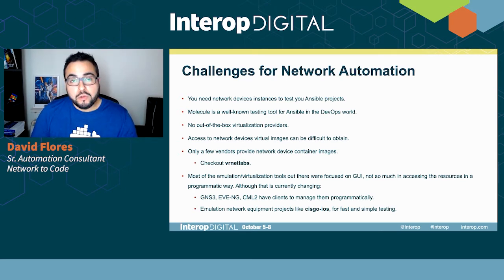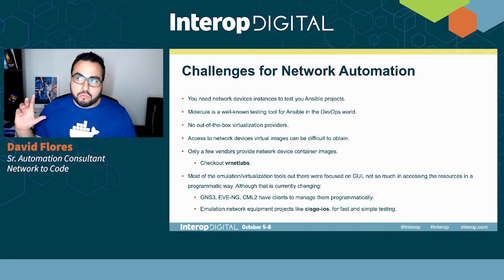Now, Molecule is a well-known testing tool for Ansible in the DevOps world. I'm going to explain more how it works a little bit later, but the way it works is that it fires up virtual instances of whatever target system you're going to work on, and is going to run your Ansible projects against those instances. Now, the problem right now in the network automation world is that there are no out-of-the-box virtualization providers. Basically, you need to develop it yourself. But luckily, that's not that difficult to do. I'm going to show you a little bit later how to do it.